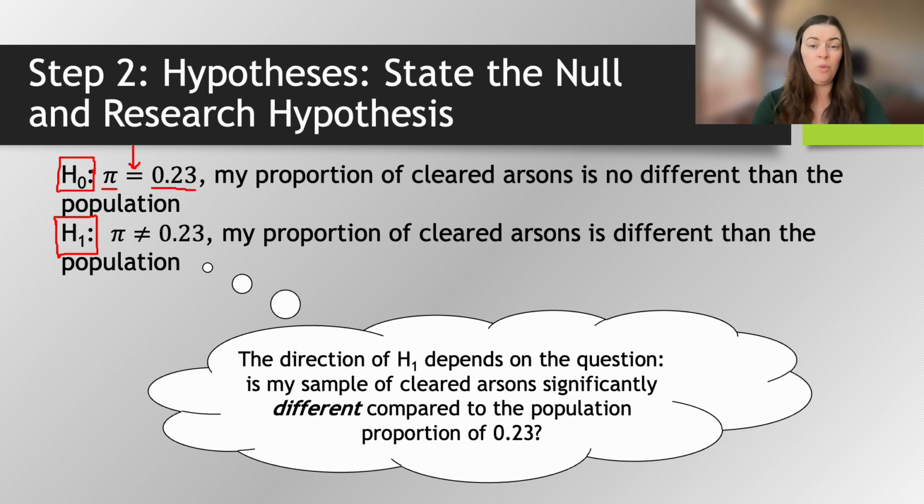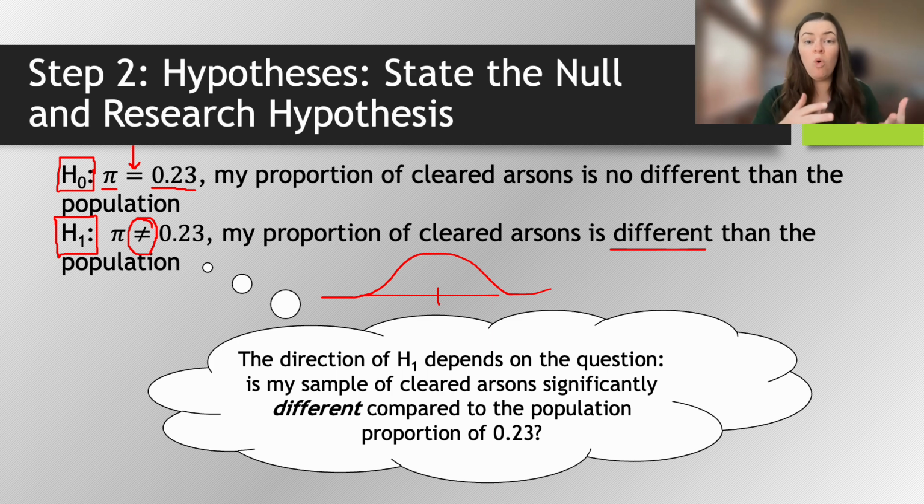The last component that you will want to be mindful of when constructing your null and research hypotheses is the symbol that you use for your research hypothesis. You could have a couple different options here depending on the language used in the problem itself. Here, we're just merely interested in whether or not our proportion of cleared arsons is different than the population. And because of that, if we think of this in terms of our normal distribution, put my little mean there in the middle, different simply implies that we could be interested in whether it's greater than or less than. And because of that, it's a two-tailed test. I have it on both ends of my distribution.